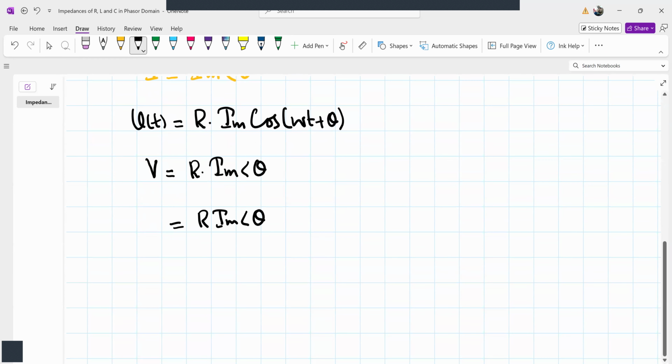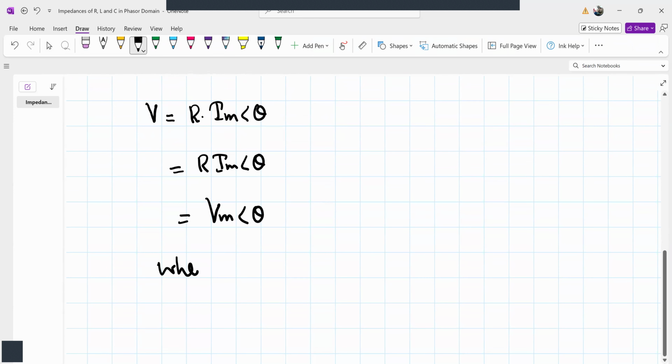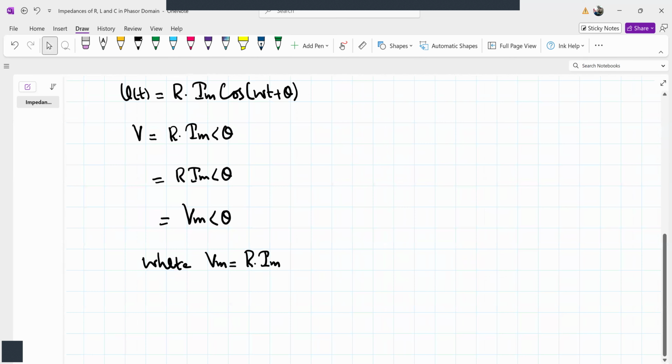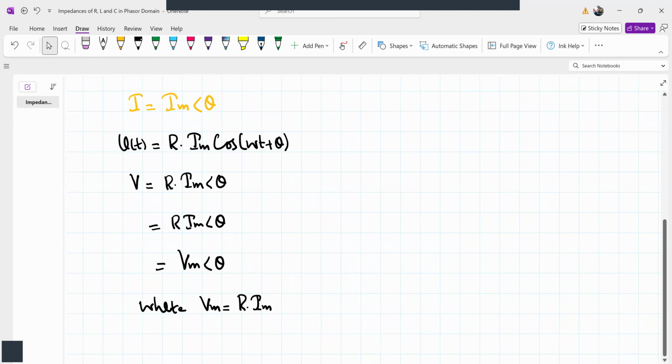So we can write V as Vm at an angle of theta, where Vm is simply R times Im. Okay, where the amplitude of this V phasor is simply resistance multiplied by the amplitude of I phasor. So what is the relationship of V phasor with I phasor? If you look at this, V phasor and I phasor here are in phase.